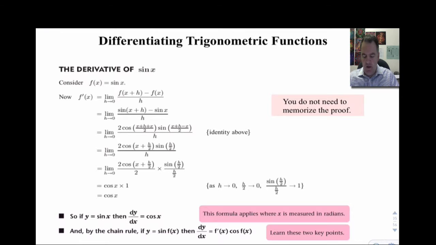This first page here just goes through the proof of the basic derivative of sin x. So this is the formal proof using differentiation from first principles. This formula here for the derivative is the most basic formula that we can have for what the derivative actually means. You don't need to know how to do this proof. It's in there, I'm not going to go through it, you can have a look at it. But the upshot of it is that the derivative of sin x is cos x.